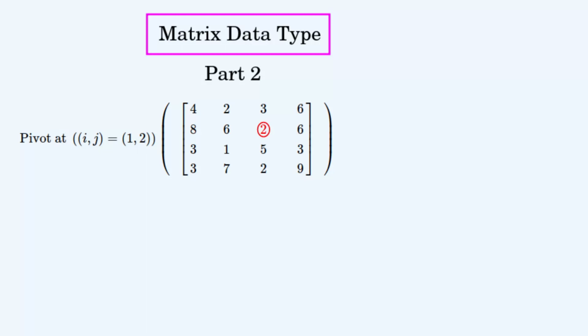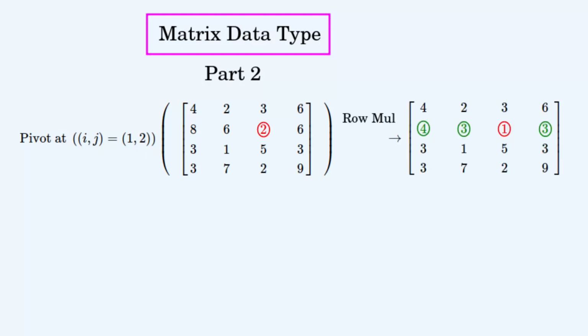It locates the position of this element using these parameters called i and j, which represent the row and column, and we'll start counting these from 0, so as to make it faster for the computer to read. We'll then perform a row multiplication function on the row that it is in, multiplying it by the inverse of this element, so that the element at this location is now equal to 1.